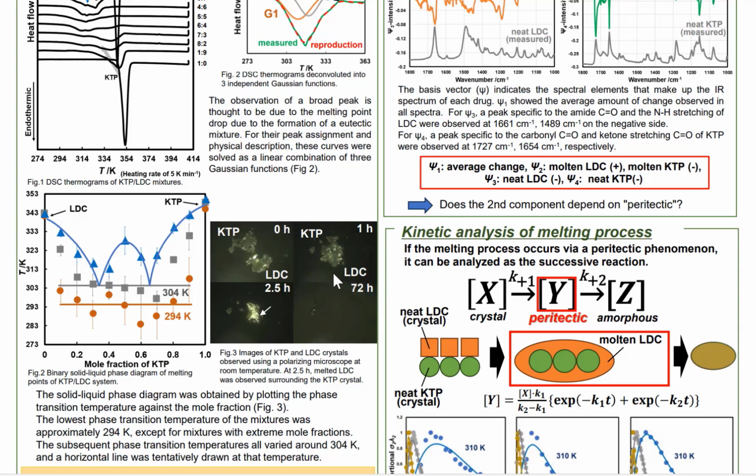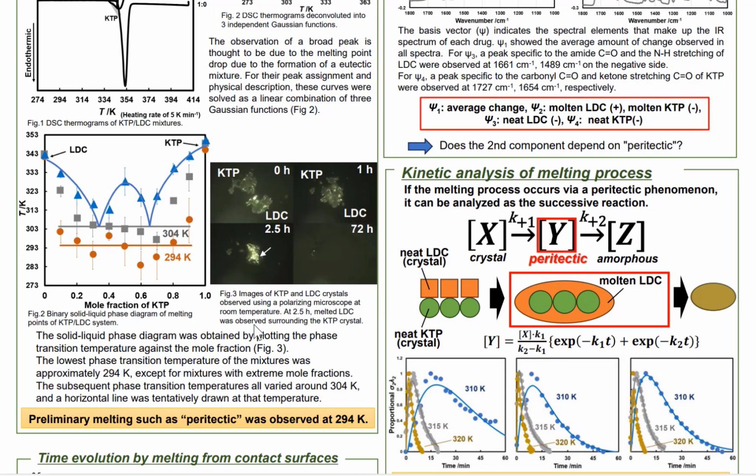This figure shows a snapshot of KTP and ADC crystals in contact under a polarizing microscope at room temperature. We thought that the ADC melted from the contact interface and the molten ADC wrapped around the KTP crystal, which indicates a peritectic phenomenon. Peritectic is interpreted as melting at 294 Kelvin in the solid-liquid phase diagram.